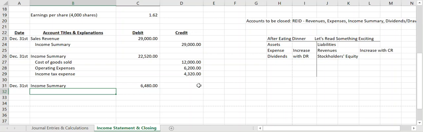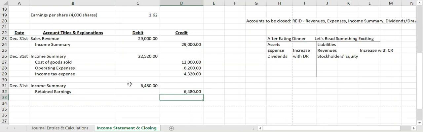Net income gets carried into and affects our retained earnings account. And when it's a net income, it adds value to retained earnings. Retained earnings is a stockholder equity account, which means that it increases with a credit. So exactly what we're going to do here is we are going to credit our retained earnings for the $6,480, representing that the net income has been transferred into a permanent account that then gets pulled into, as we know, our balance sheet.